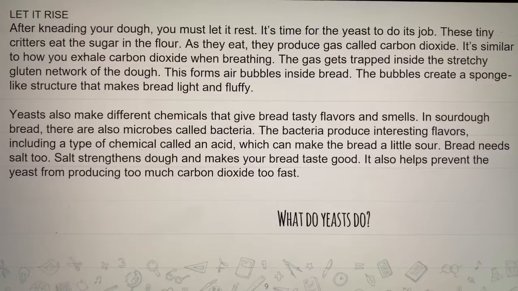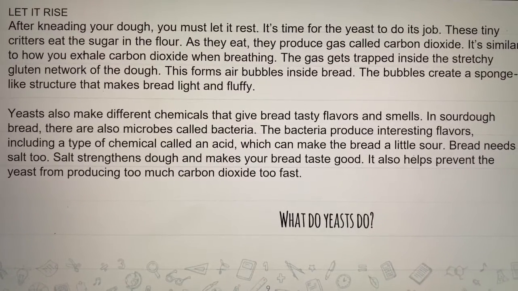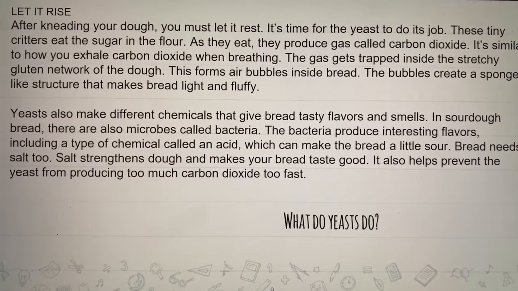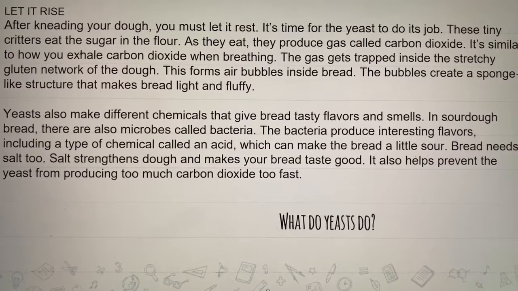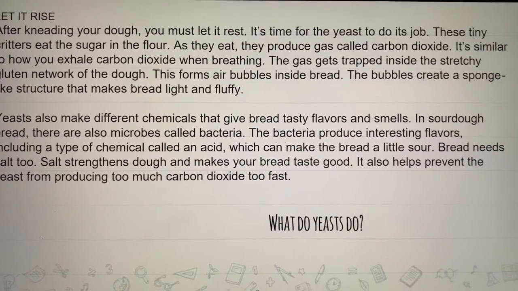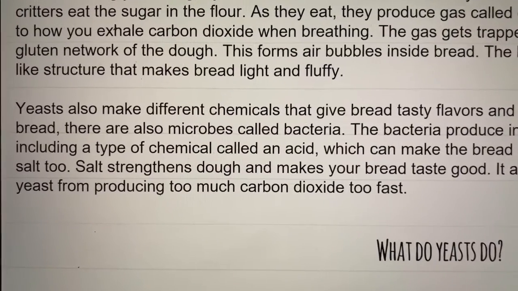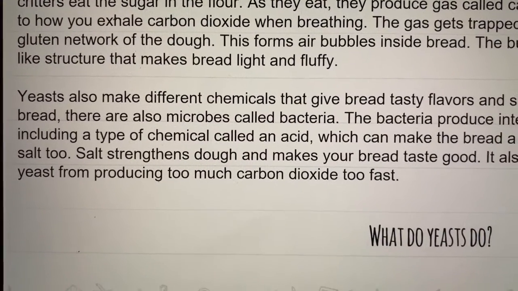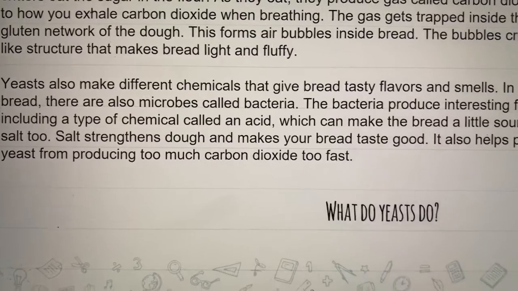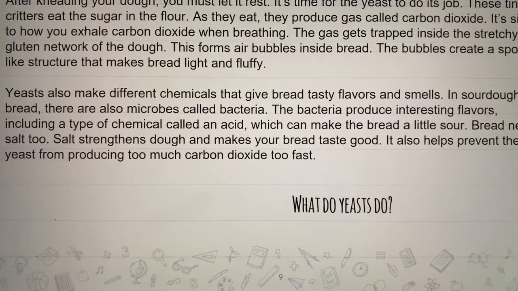The gas gets trapped inside the stretchy gluten network of the dough, and this forms air bubbles inside bread. The bubbles create a sponge-like structure that makes bread light and fluffy. Yeast also make different chemicals that give bread tasty flavors and smells.